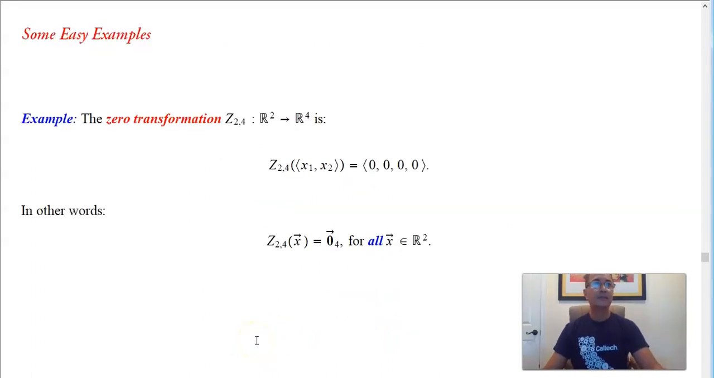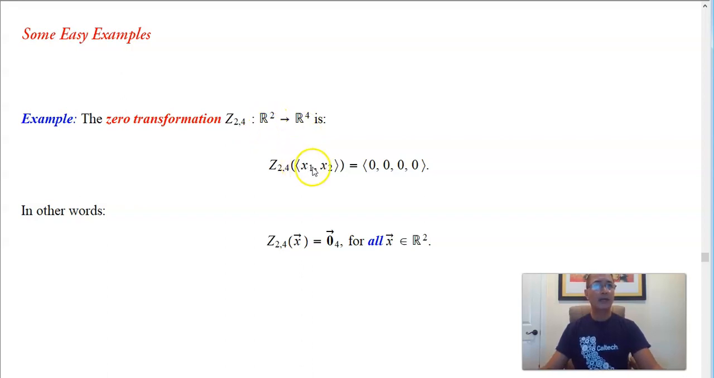Okay, so let's take a look at some easy examples. You might almost say they're trivial examples. Well, the first one is definitely trivial. We have the zero transformation. Let's write it as Z sub 2,4, because we will go from R2 to R4. Of course you can make one with any domain and any codomain.